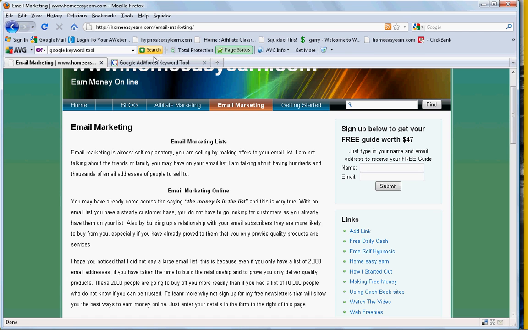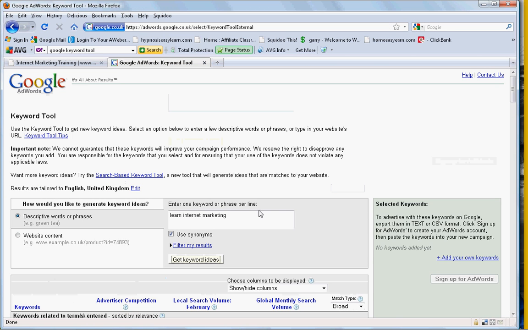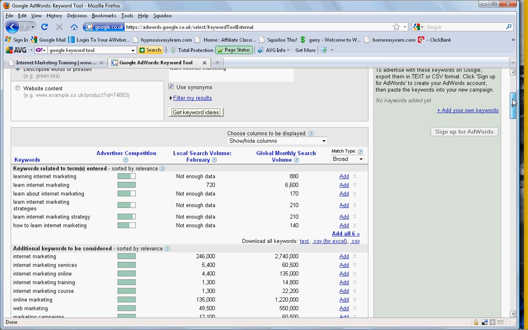So what I've done here to find the keywords, I wanted to put something in about getting started online. I went into the page you'll get when you go to the AdWords keyword tool, and all I typed in was learn internet marketing. I pressed search, and it not only comes up with keyword ideas, it comes up with additional keywords to be considered, keywords that you may not have even thought about looking under.